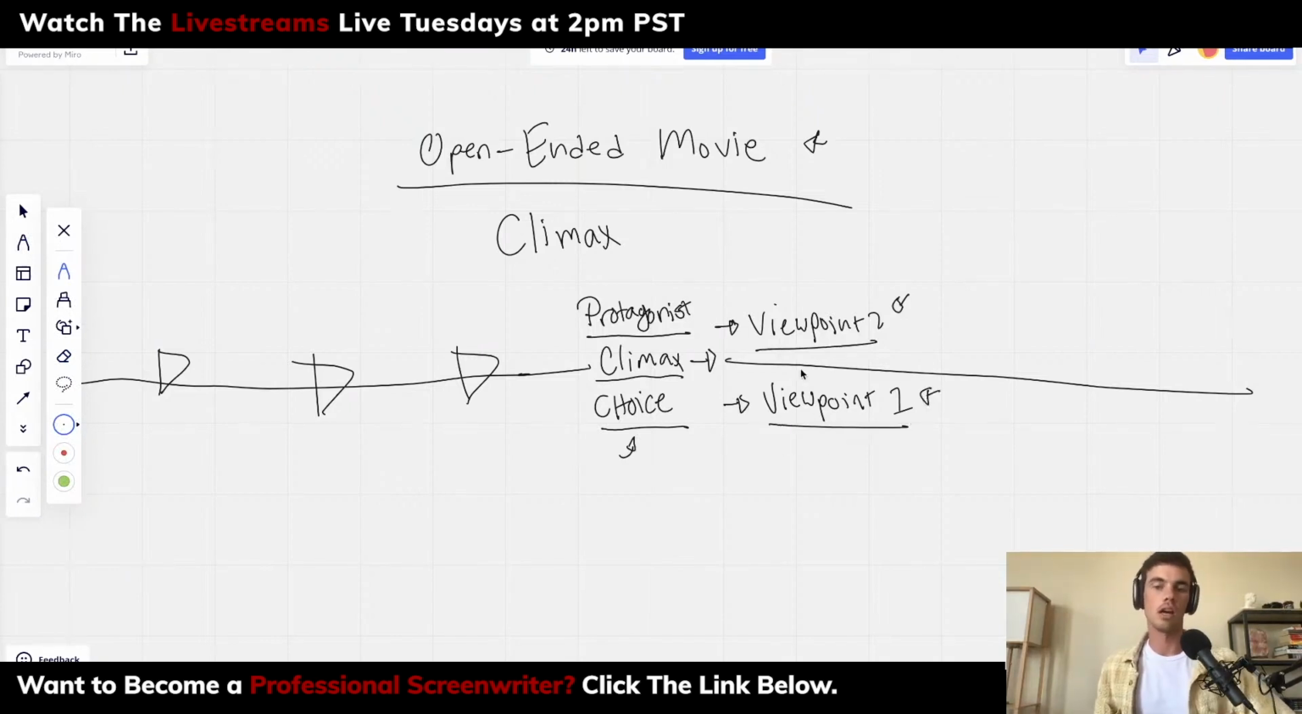And this can be a choice between two different characters. It can be a choice between using your targeting computer or using the Force. It can be a choice between going back on stage and finishing your set, or leaving and going off stage and not finishing your set, right? So in a movie that actually makes that choice, right, this would be a movie that's not open-ended.